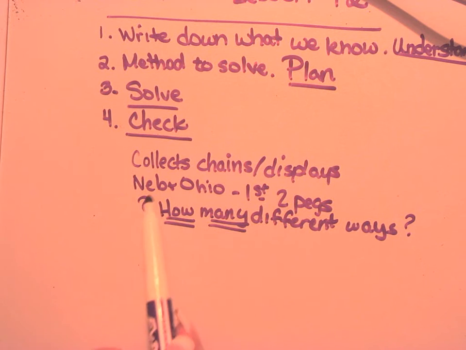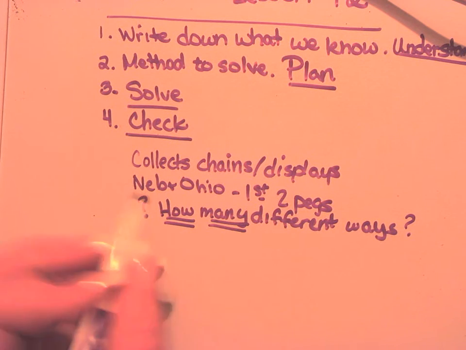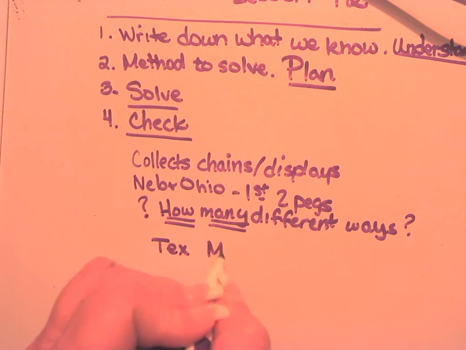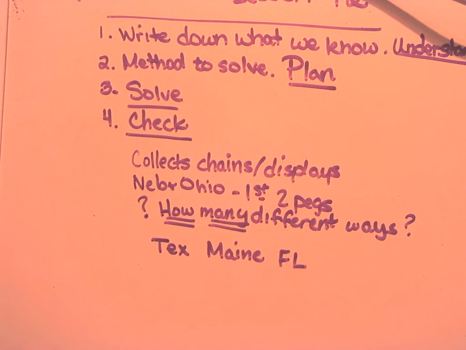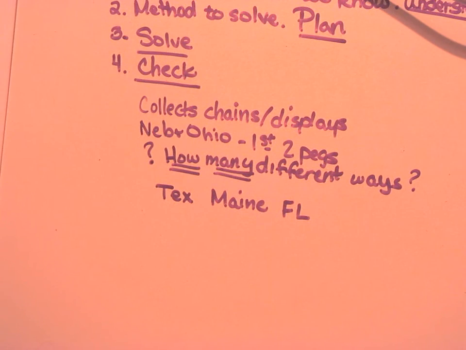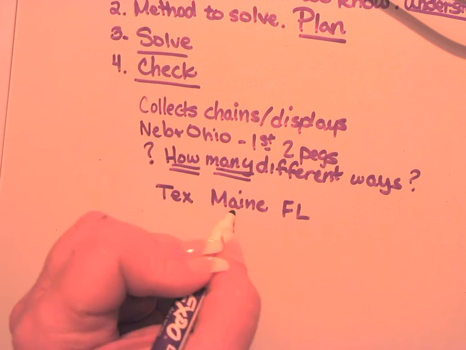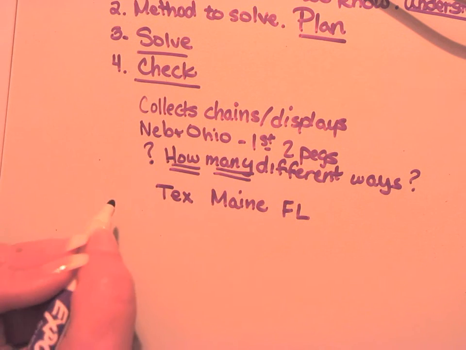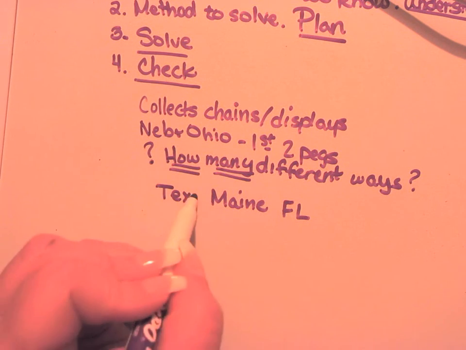Now, I don't need to write down Nebraska and Ohio because we know those are always going to be in the first positions there. She has Texas, Maine, and Florida. So I'm going to start with that. Texas, Maine, and Florida. And we can just do abbreviations here just to save space and time. So let's do TX for Texas, ME for Maine, and then FL for Florida. So that's our first way that we can have it. Of course, Nebraska, Ohio, Texas, Maine, Florida.